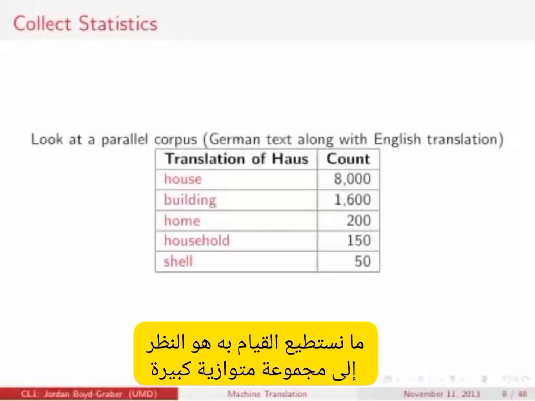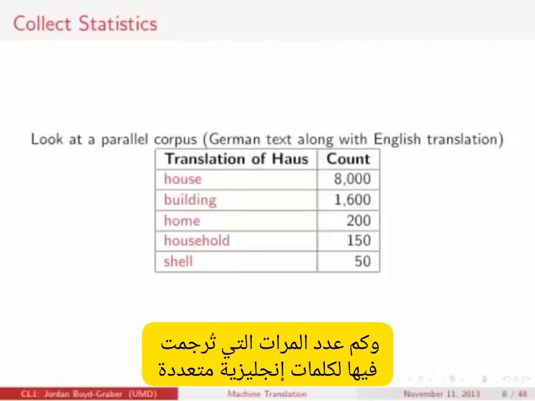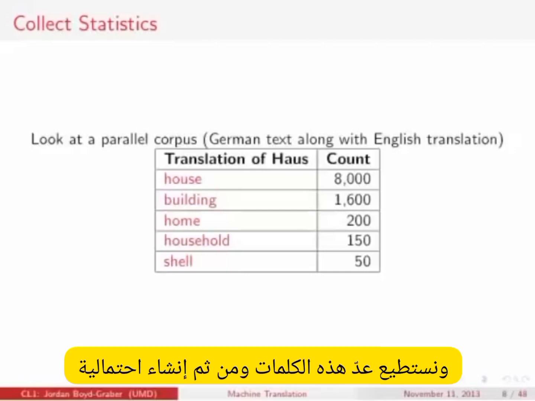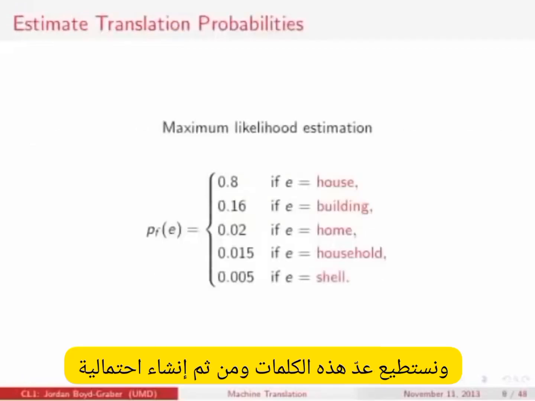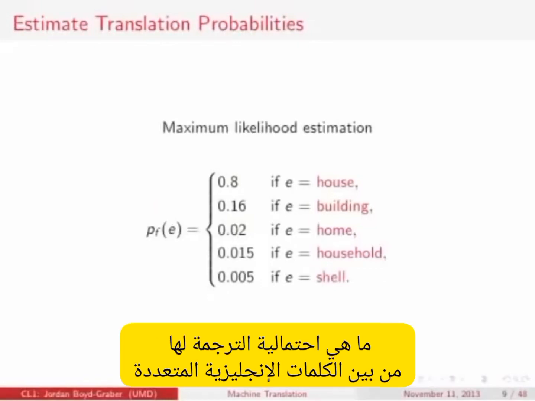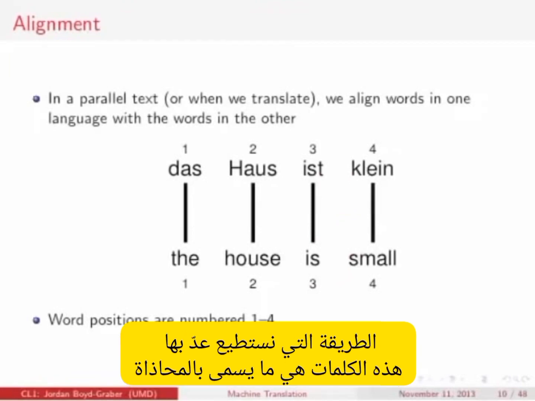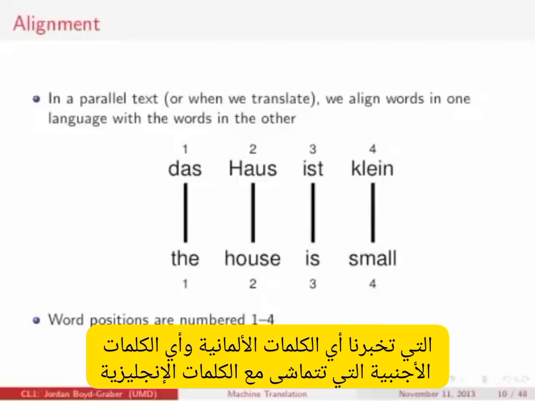What we can do is look at a big parallel corpus and figure out all the times that you saw the German word Haus, H-A-U-S, how many times did that get translated into various English words? And we can count that up, and then we can create a probability. So given that your foreign word was Haus, what is the probability of various English words being the translation? The way that we can count these things up is we need something called alignment that tells us which German words, which foreign words align with what English words.